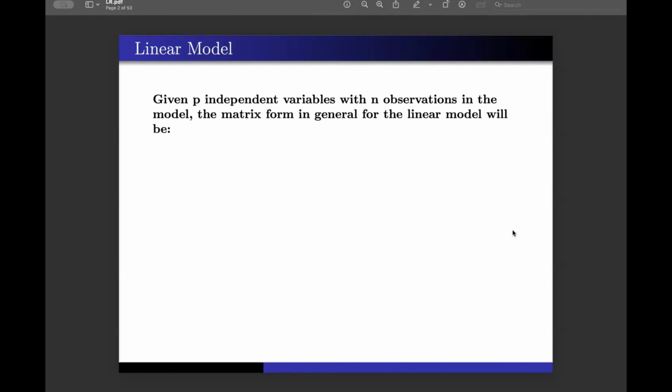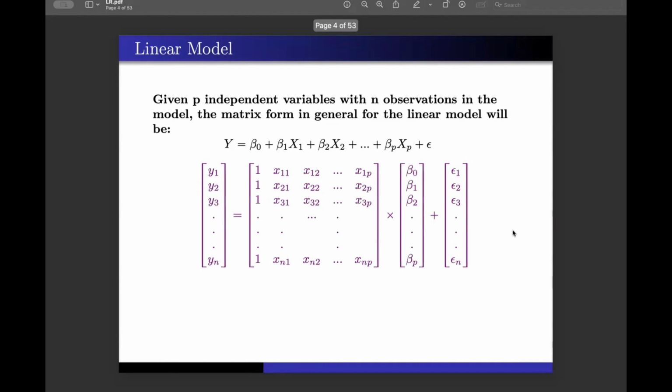Alright, let's pull everything together now. We have been talking about the linear model. Given p independent variables with n observations in the model, the general form for the linear model will be y equals beta naught plus beta 1 x1 plus beta 2 x2, and so on and so forth, beta p xp plus epsilon. And we have already seen the matrix representation of this linear model equation.